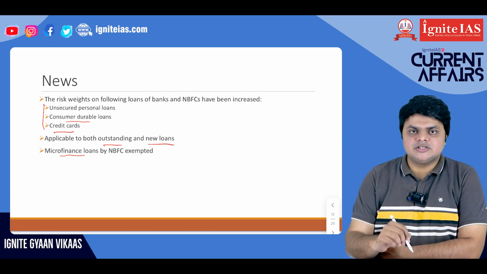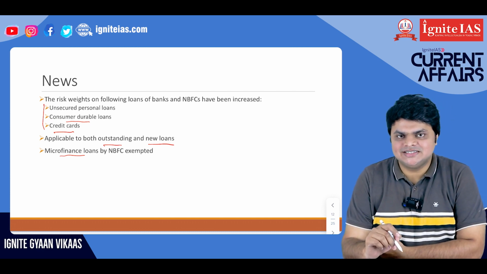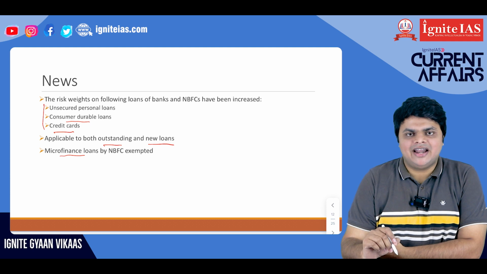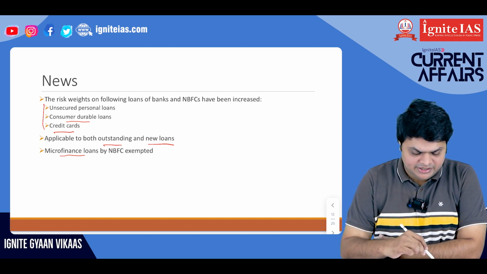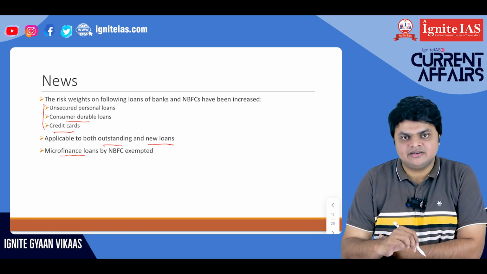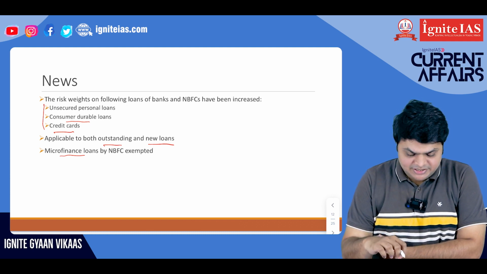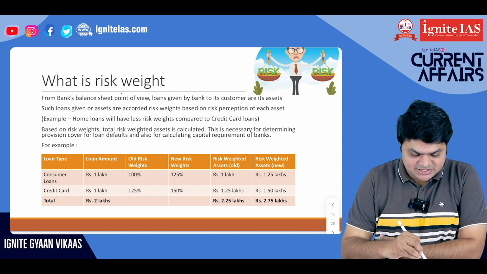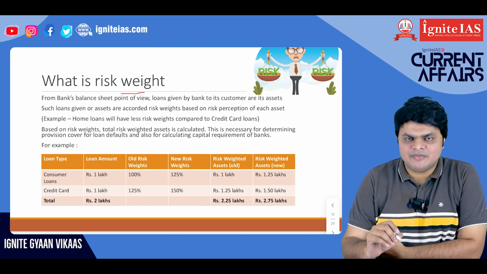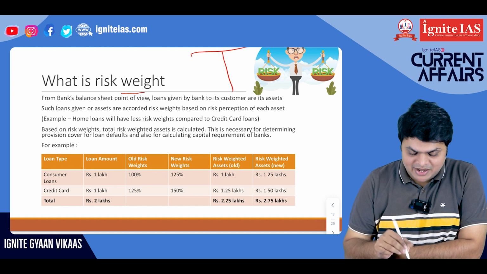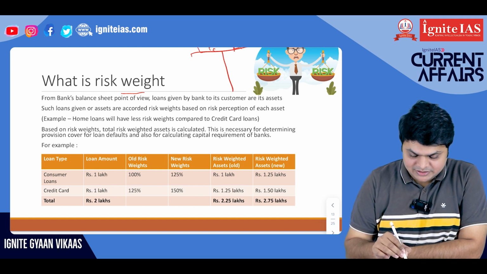So, with this perspective, we need to understand what are risk-weighted assets from banks' point of view and how they will affect the functioning of banks and the flow of credit in terms of consumables and credit cards. So, let's see. First understand what is risk weight. Now, to understand risk weight, first let's have a rough idea of how the bank's balance sheet looks like. Now, if this is the balance sheet of the bank, we have the liabilities here and assets here.